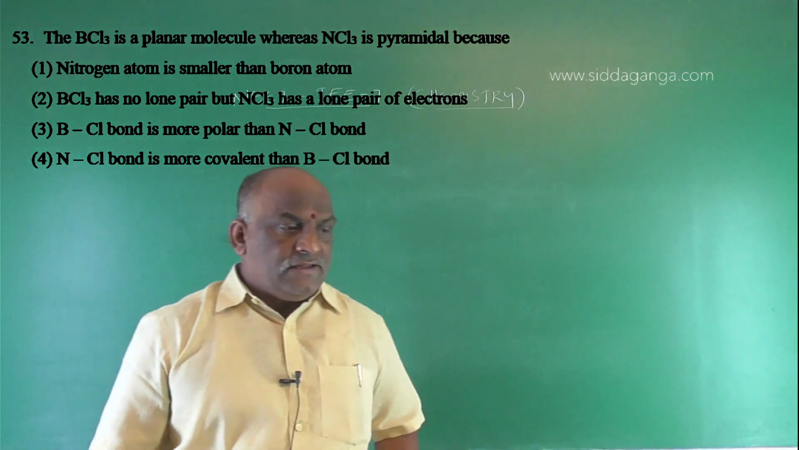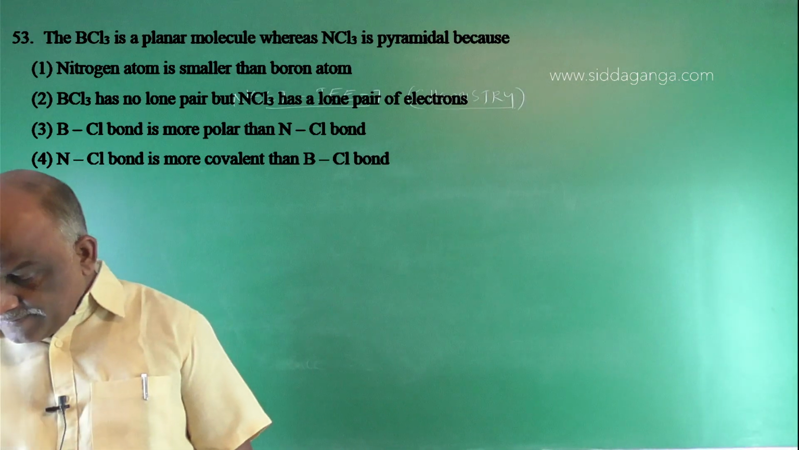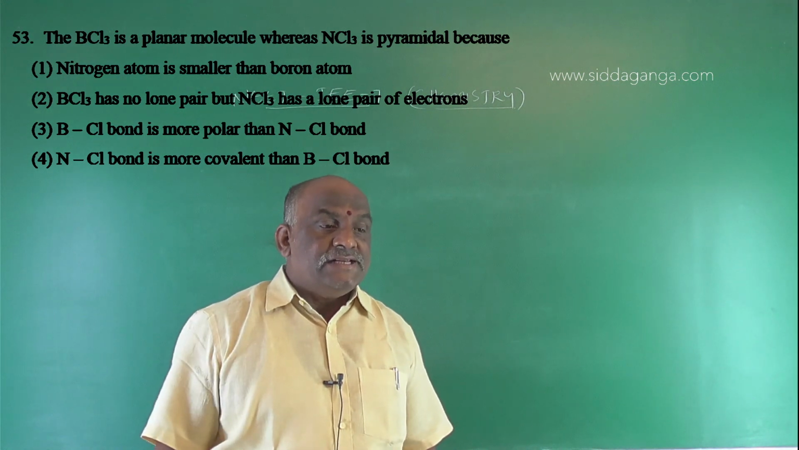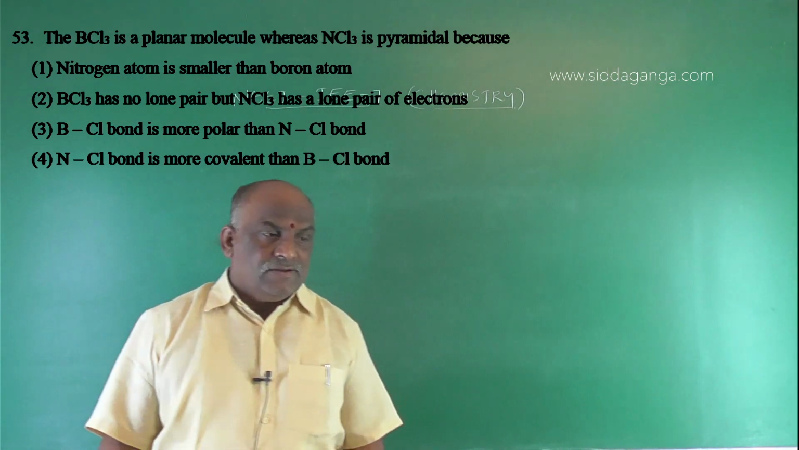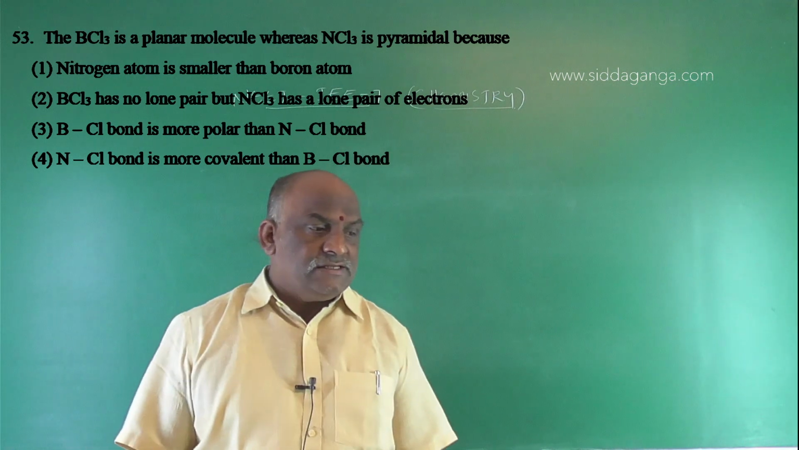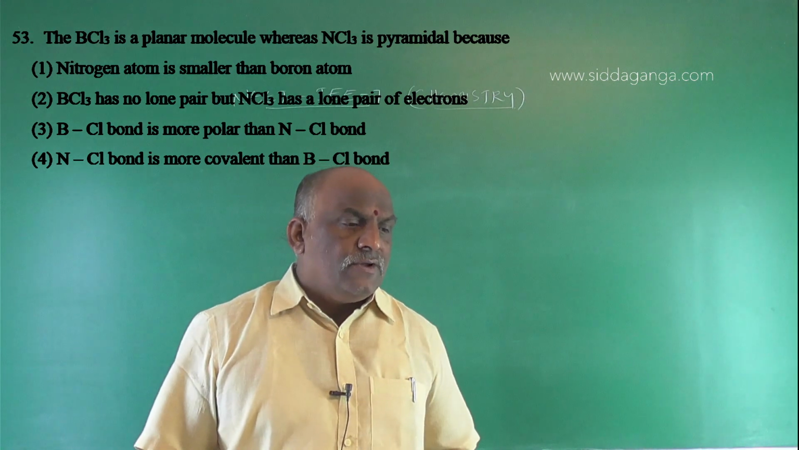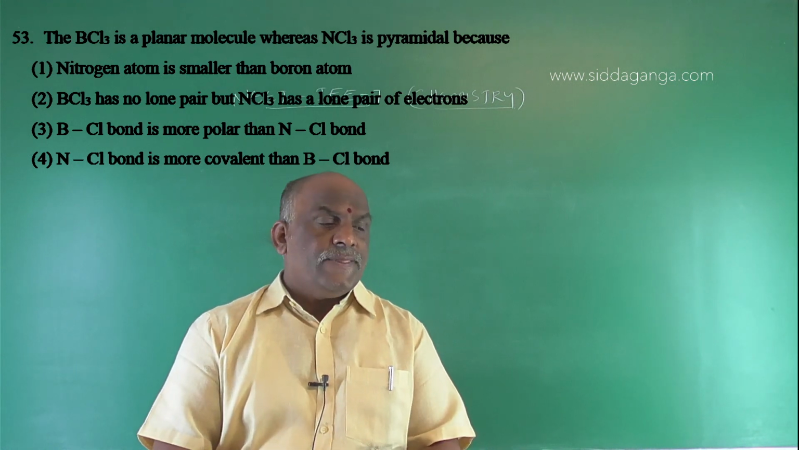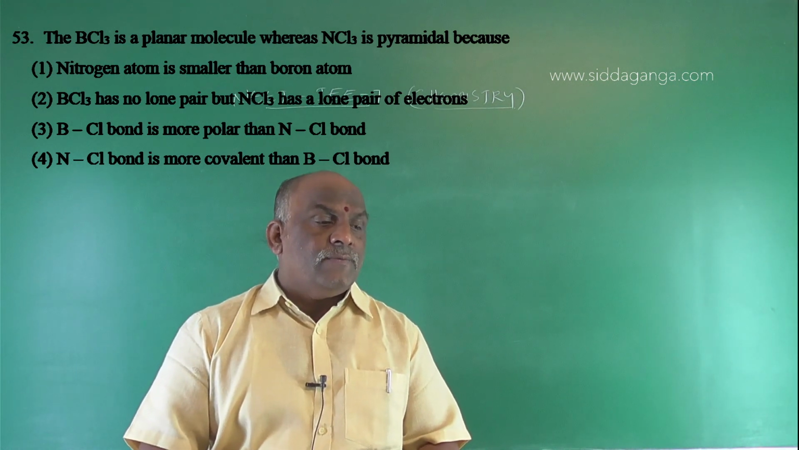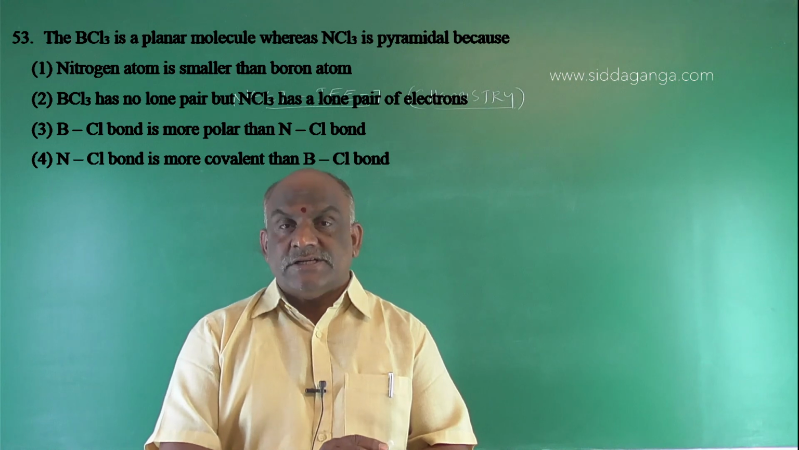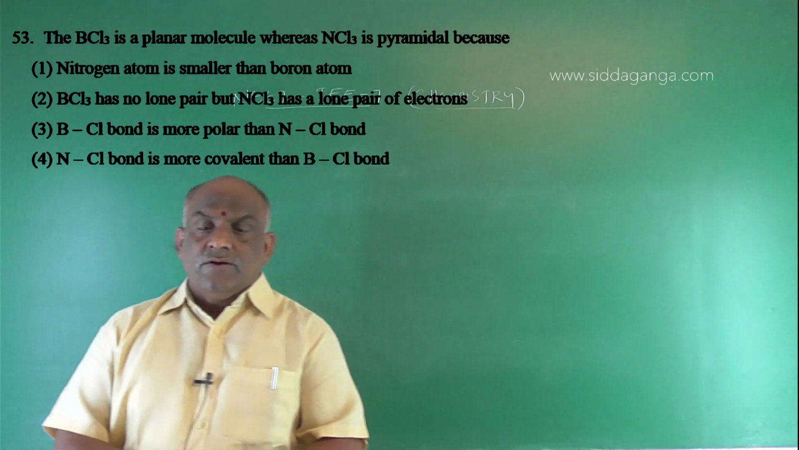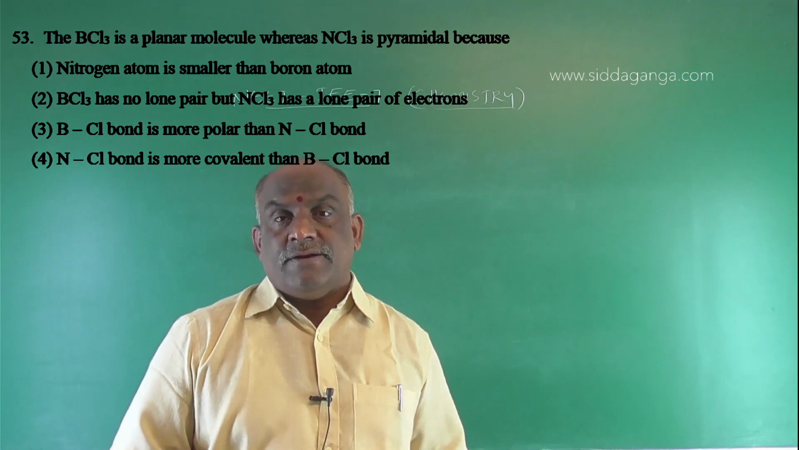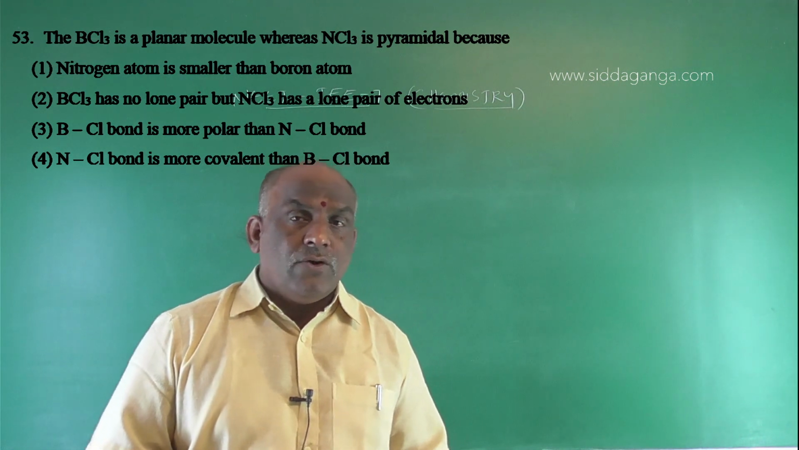The BCl3 is a planar molecule, whereas NCl3 is pyramidal. Why? We know the hybridization of BCl3 and NCl3. BCl3 has no lone pair, but NCl3 has a lone pair of electrons.